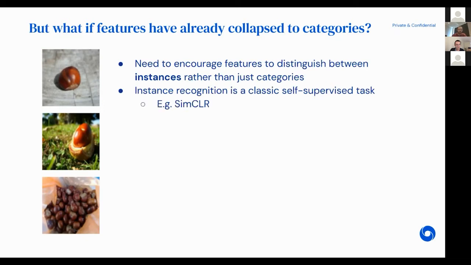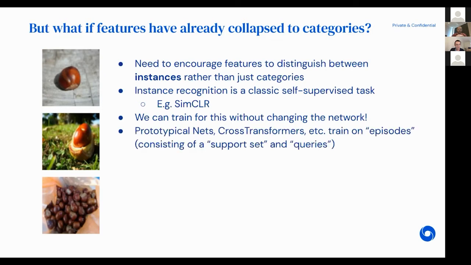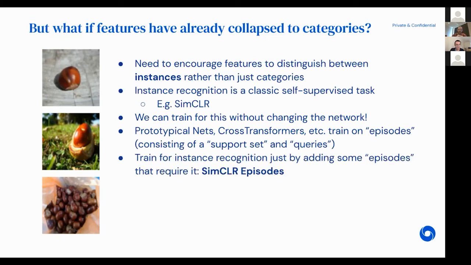Specifically, we're going to adapt Sinclair to this domain. And it turns out that we can do this without even changing the network and without adding any extra heads. Note that prototypical networks and cross-transformers train on episodes, that is the support set and query set. So we can actually convert episodes and train for instance recognition just by adding some episodes that require this kind of instance recognition, which we call Sinclair episodes.